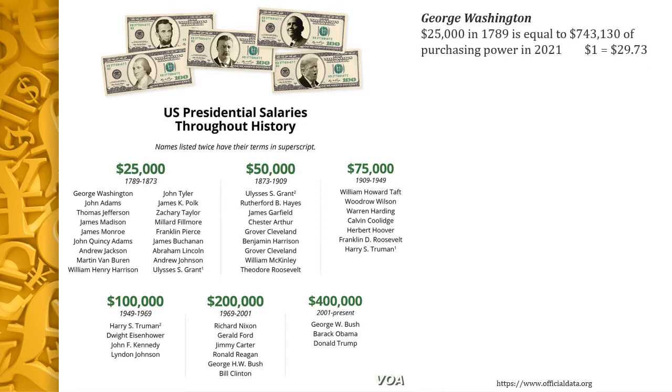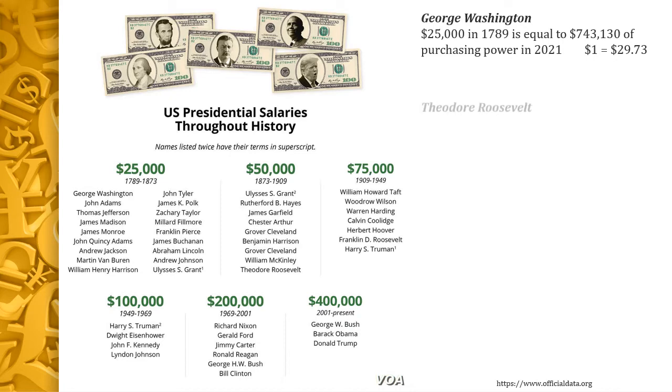So in today's value, it would be more like he made $743,000 of purchasing power, meaning that his $25,000 back in 1789 allowed him to buy as much housing and land and food and pay taxes as somebody in 2021 who made $743,000. So we would say that $1 back in 1789 would be equal to almost $30 today in 2021.